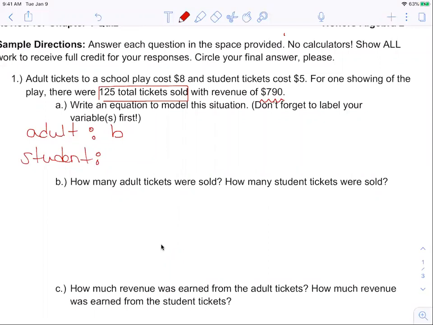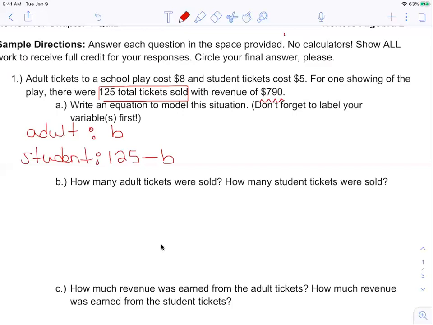125. So if I sold 125 and B of those tickets were adults, the leftover tickets would be students. So if I sell 50 adult tickets, the way I get the number of students would be to take 125 minus the 50 adult tickets. So that would be the expression to represent the student tickets, using that total and subtracting the adult tickets.